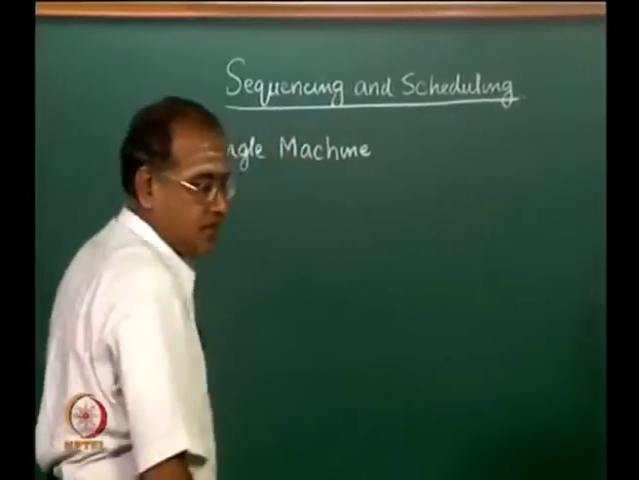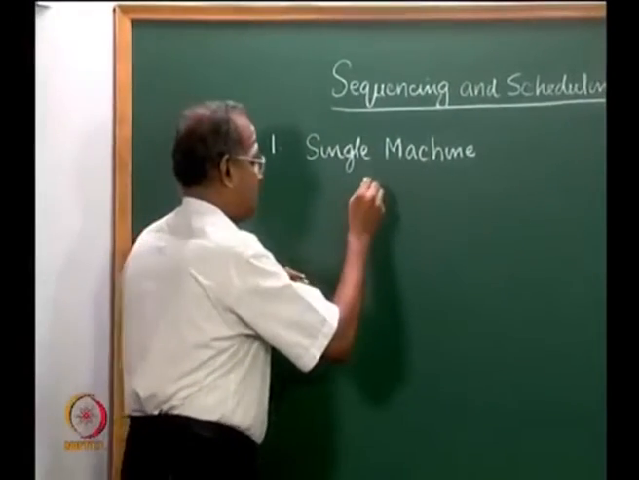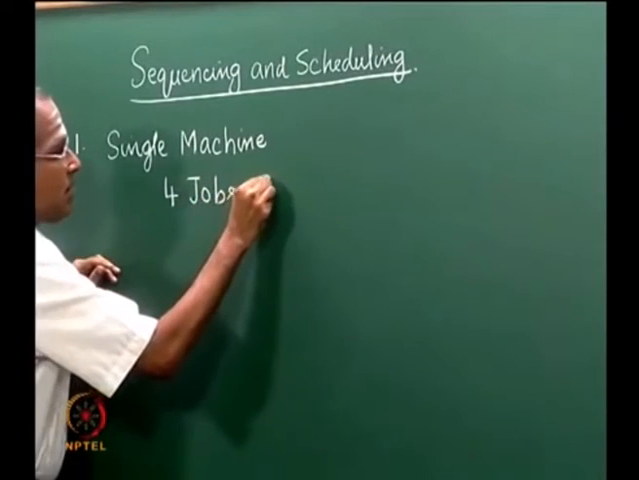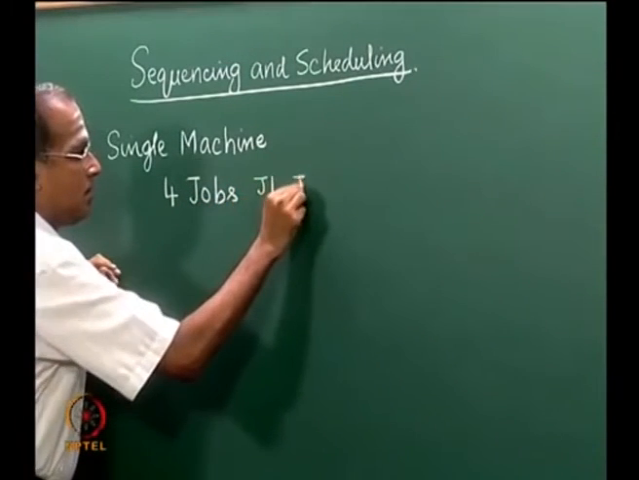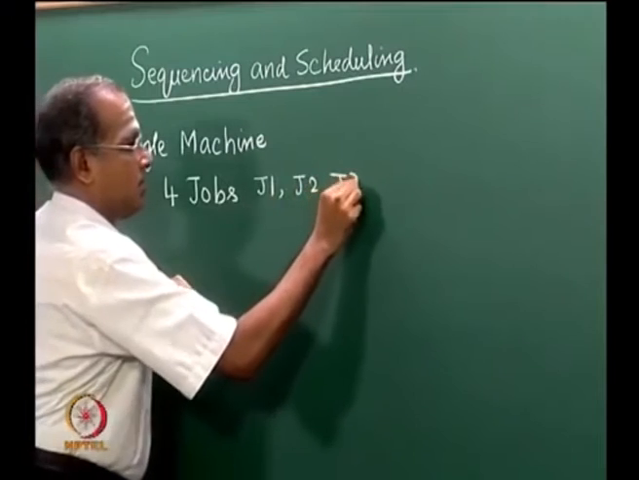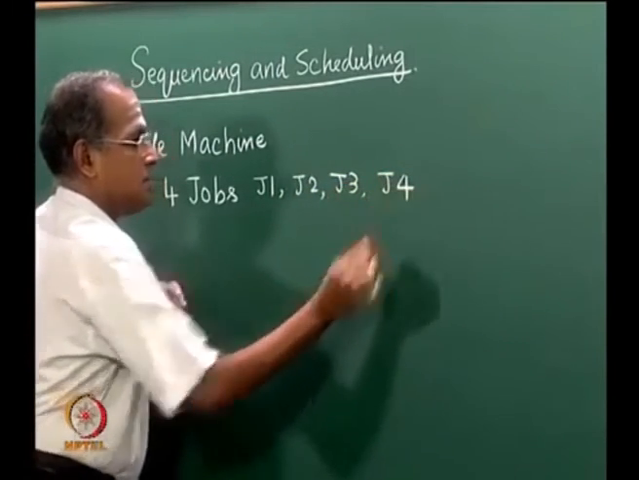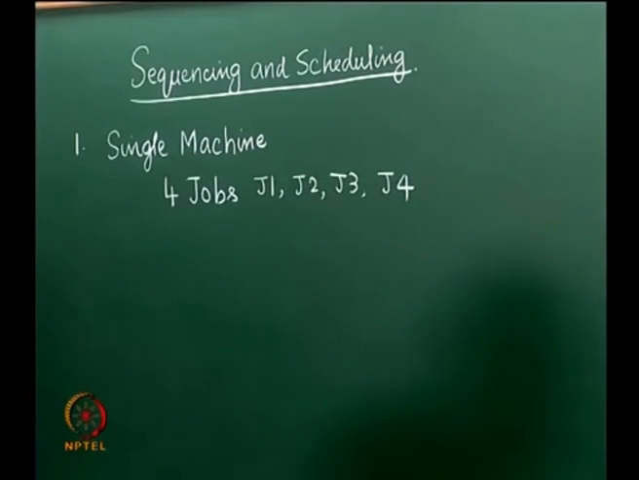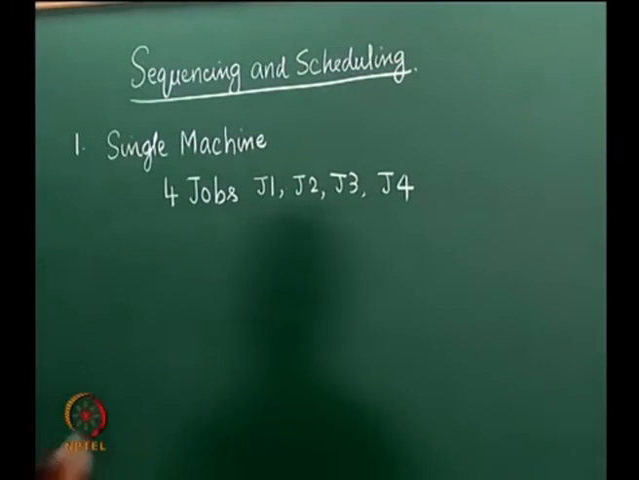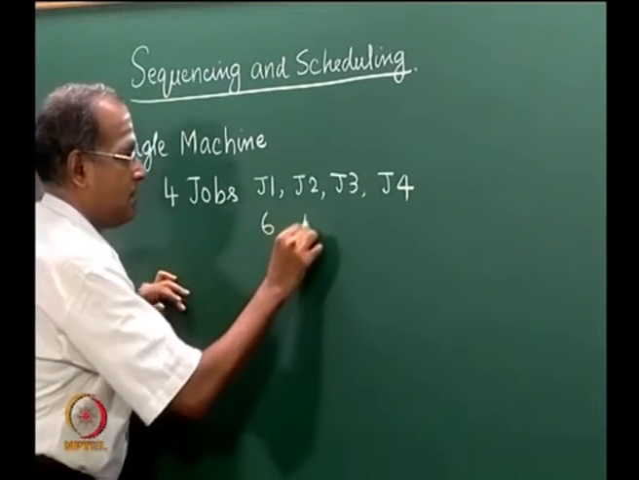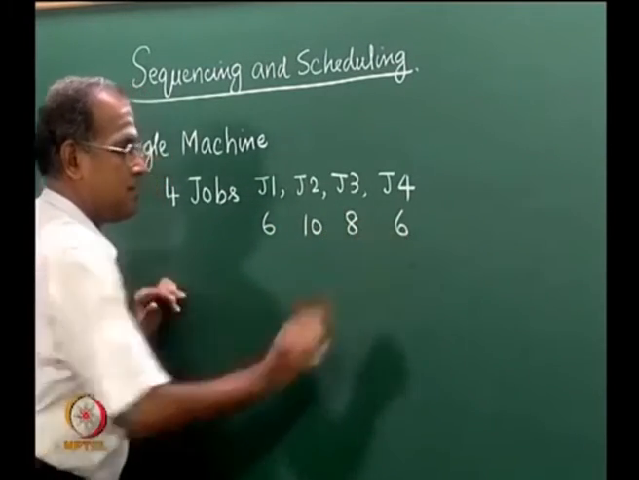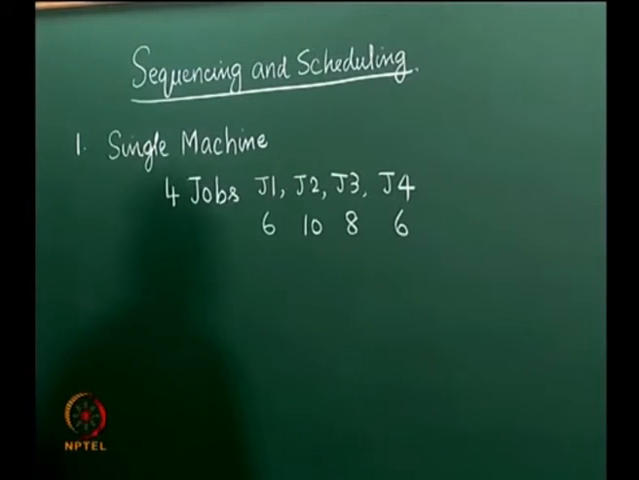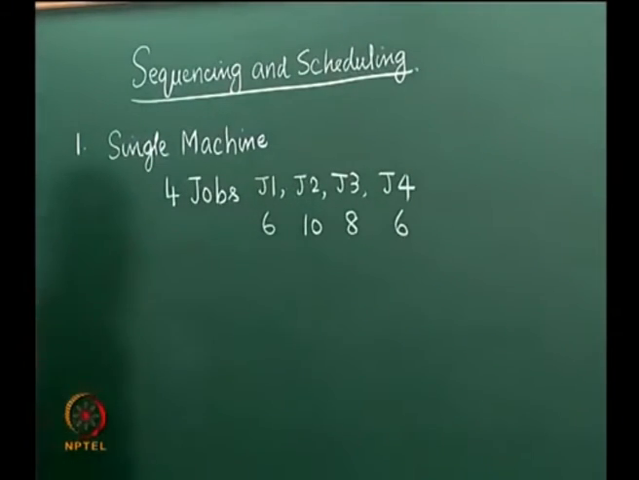So, we consider a situation with 4 jobs which we call J1, J2, J3 and J4. So, let the processing times be 6, 10, 8 and 6 units of time. These units of time can be minutes, can be hours and so on. It is customary to keep them as minutes.